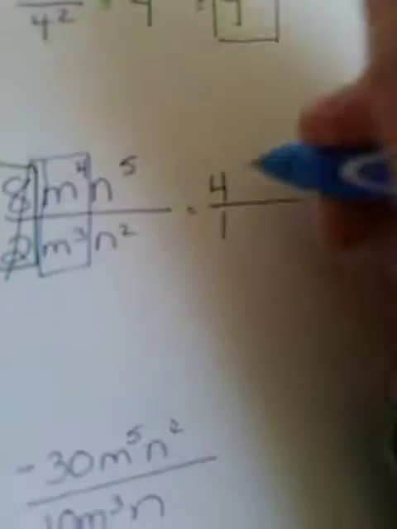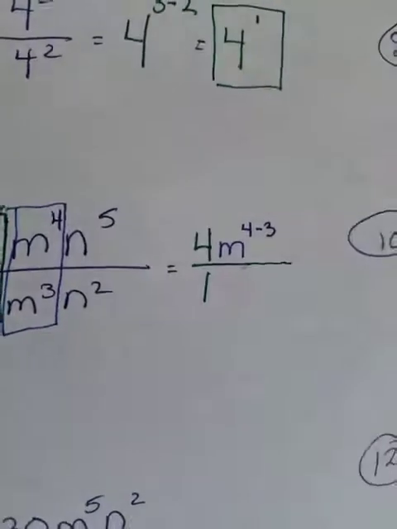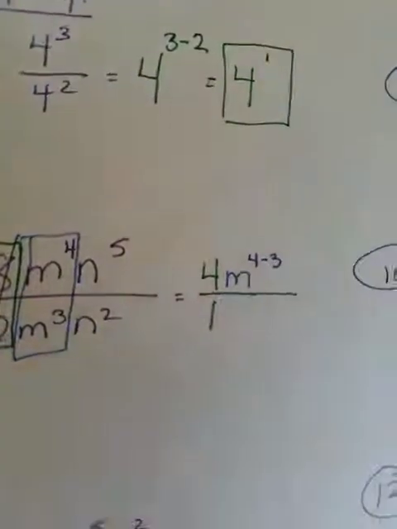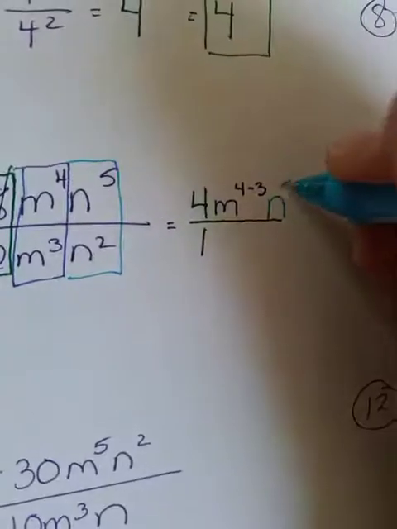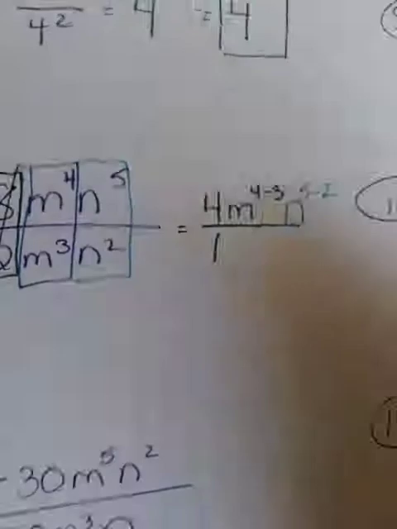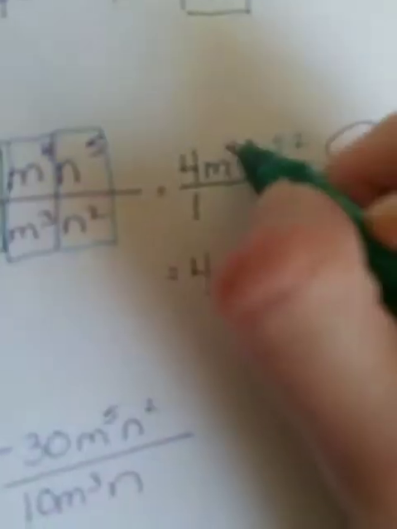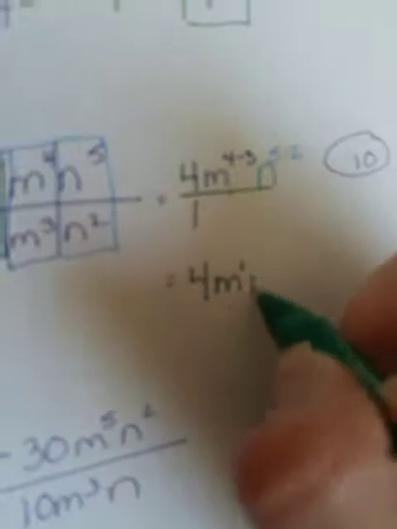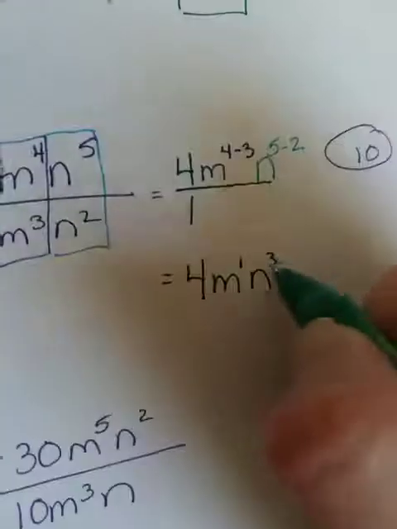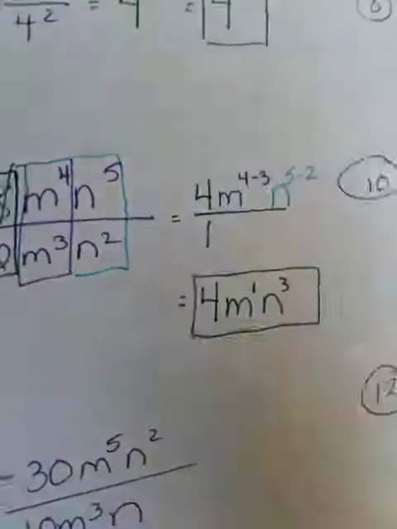Okay, so I keep the base of m, and then I do 4 minus 3. Okay, and then your last one is the n's. So you're going to keep the base of n, and you're going to do 5 minus 2. Anything divided by 1 is itself, so we're left with 4 m to the power of 4 minus 3, which is 1, and then for n, 5 minus 2 is 3. If you just take it very step by step and methodical, you're going to get this.